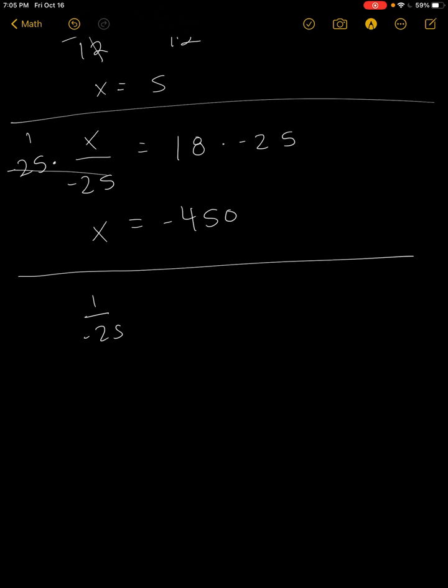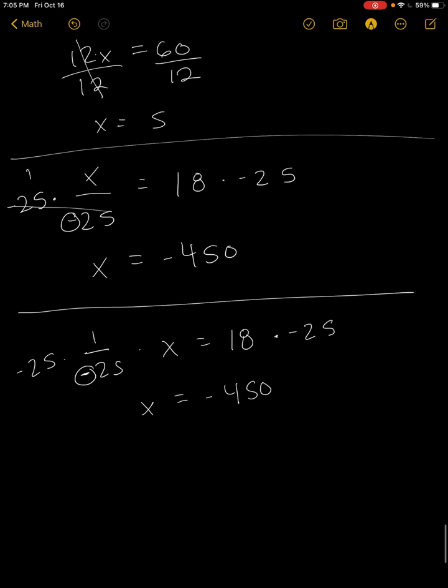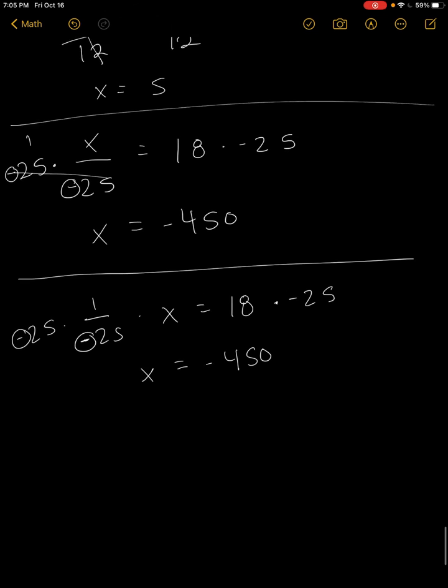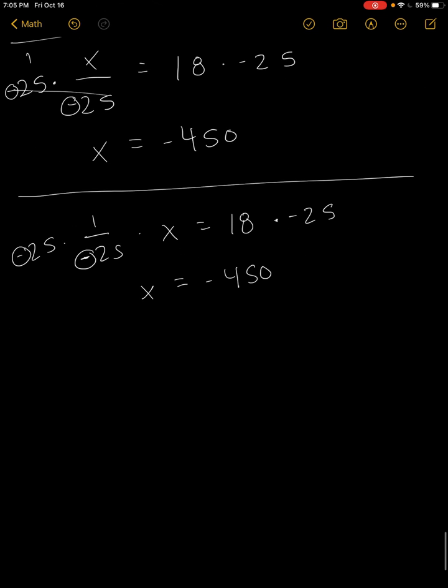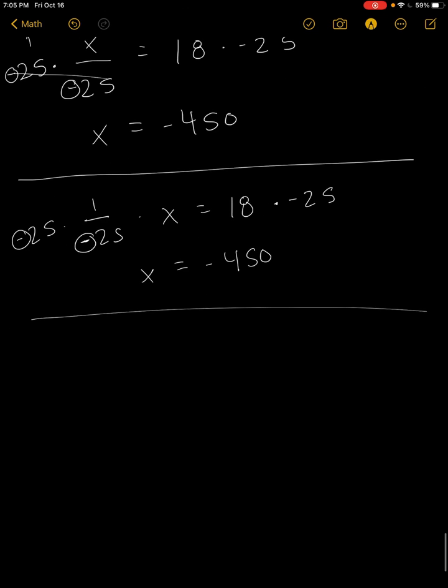Or if you see it this way, same concept. I'm going to multiply by the reciprocal. Left with 1 on that side. And then negative 450. So this negative sign is important. Something I forgot to mention, right?